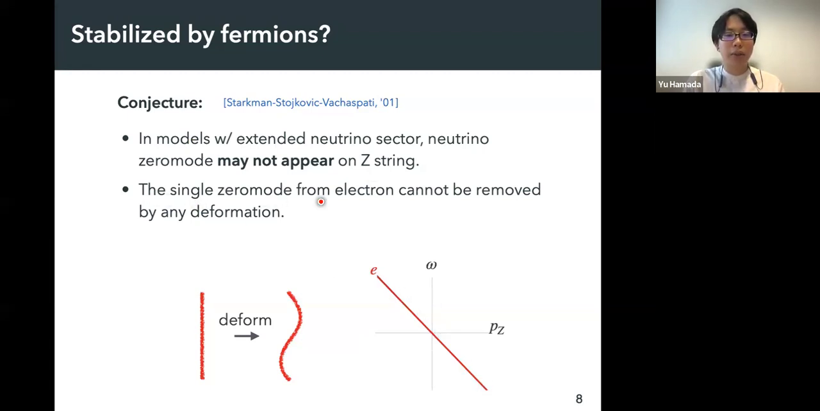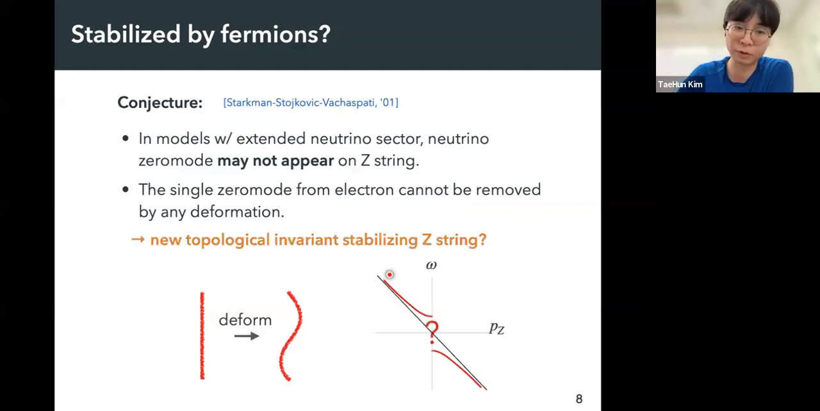And this single zero mode from the electron cannot be removed by any continuous deformation, because even when we deform the Z-string configuration, we cannot have this one, right? So we cannot have this spectrum in two dimensions. So that means we cannot remove this one single zero mode from electrons.